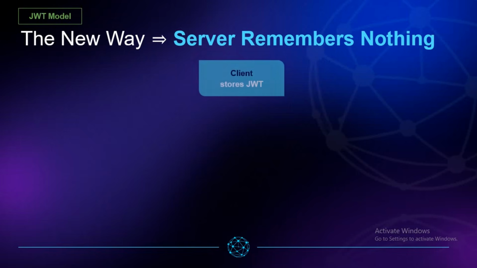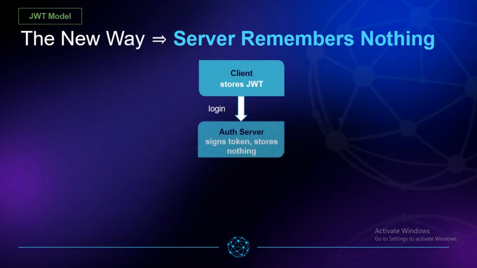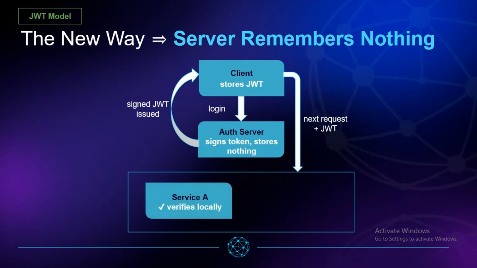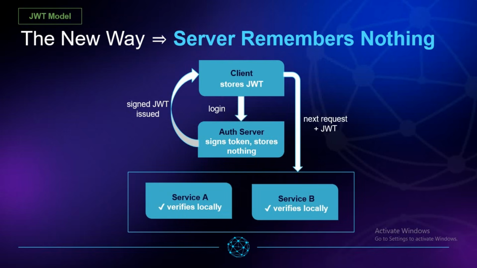JWT flips this entirely. Instead of the server remembering who you are, it hands you a self-contained signed token at login. That token carries everything the server needs to verify your identity. And on every request, any server or any instance can verify that token independently without touching a database. No shared session store, no database lookup on every request. Horizontal scaling becomes trivial now. That's the core value proposition of JWT.